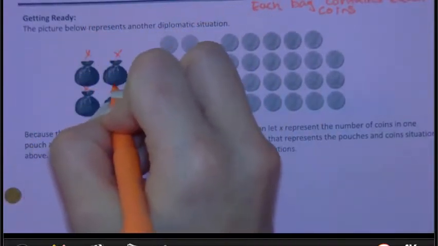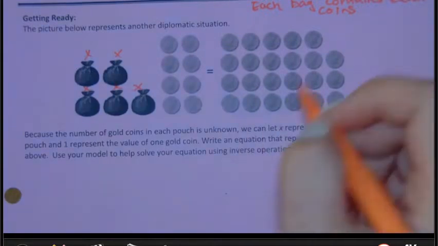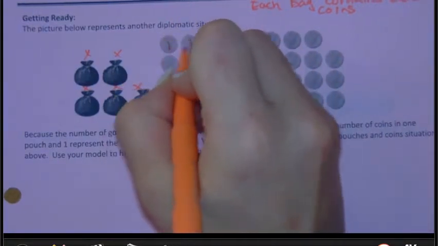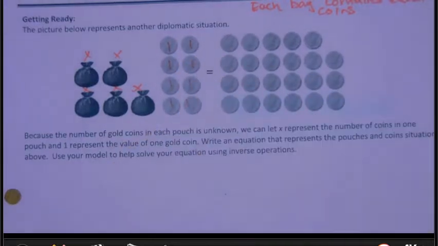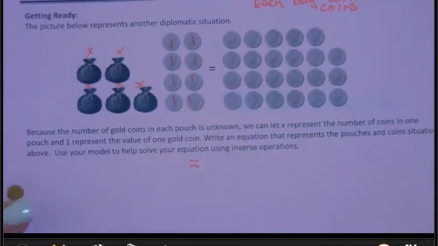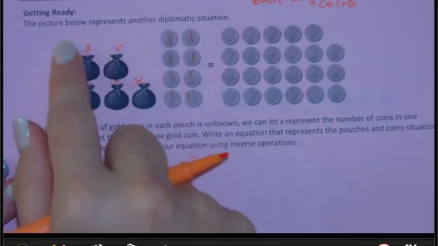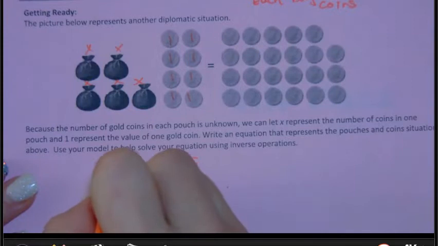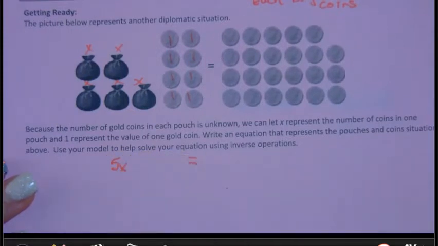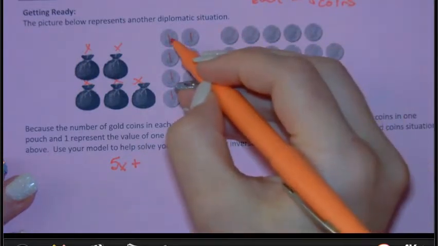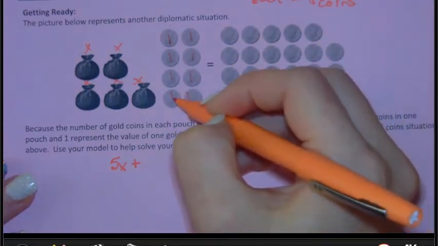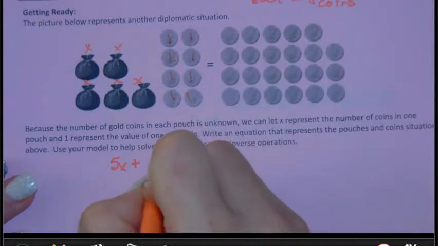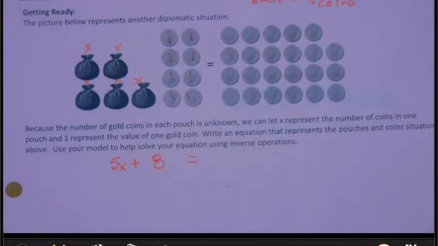Okay, so every single bag is going to represent X, and I'm told that every single coin represents 1. If I have an equal sign here in the middle, I want to know how many X's we see. How many bags do you see? You're going to see 5. So that means I have 5 X's, and I'm adding my 5 bags to how many coins? 1, 2, 3, 4, 5, 6, 7, 8. I see 8 coins. So 5X plus 8.